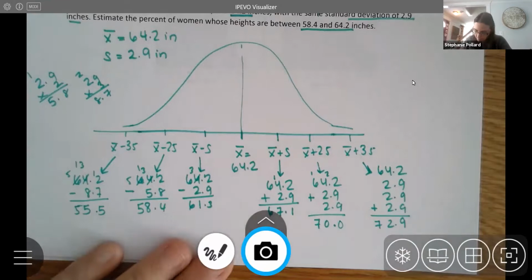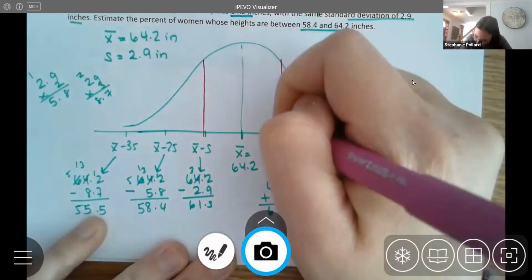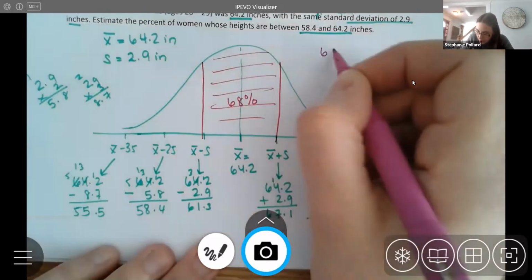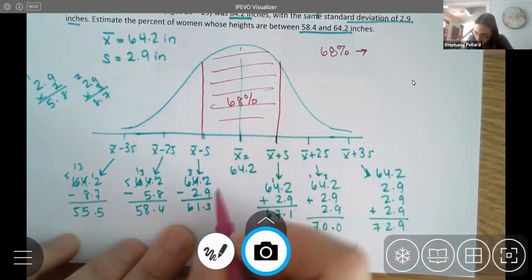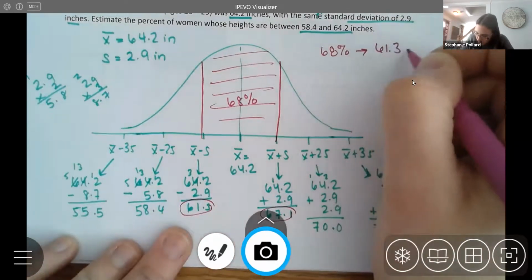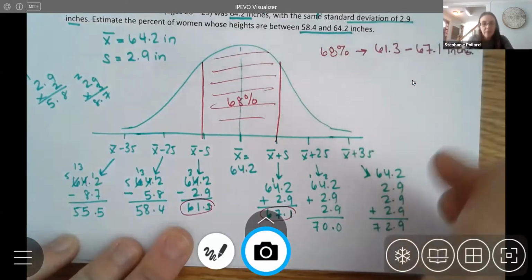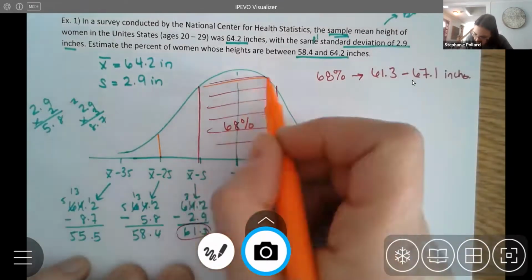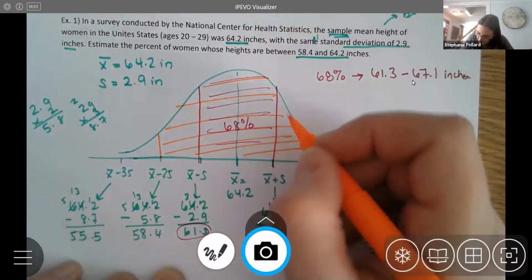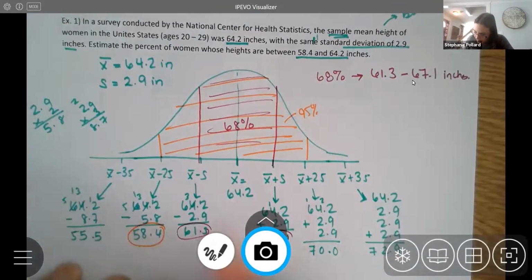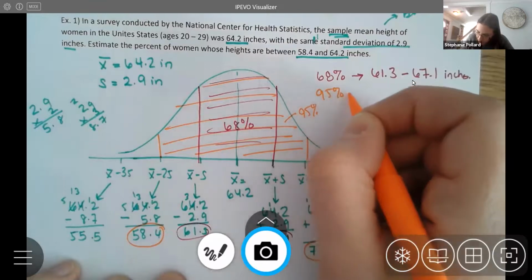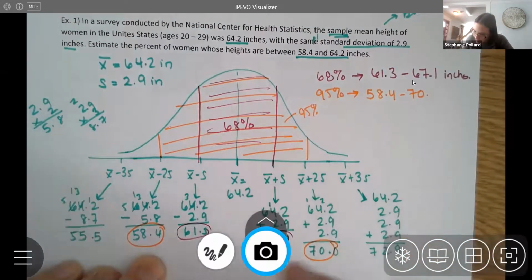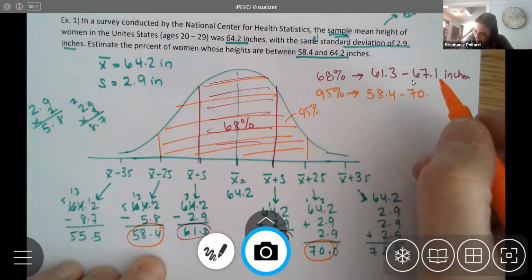So what this tells me is that from about here to here, this is about 68% of the data. So about 68% of my data falls from 61.3 to 67.1 inches for heights. Now, the next set goes from here to here. So it's this whole region, and that gives me about 95% of my data. So 95% of the data in the population falls between 58.4 and 70.0 inches.